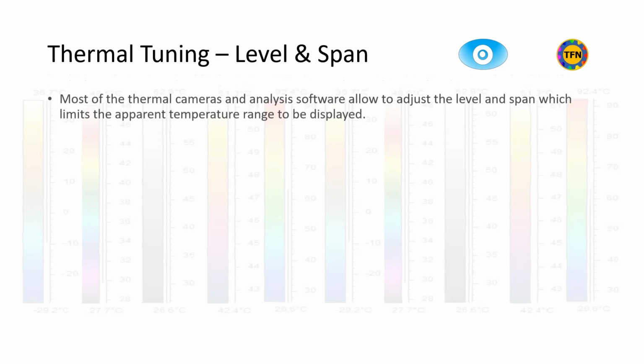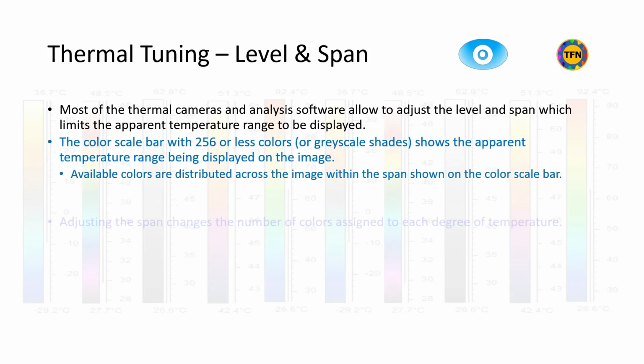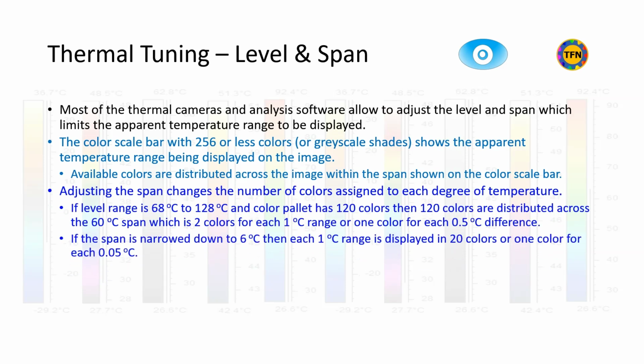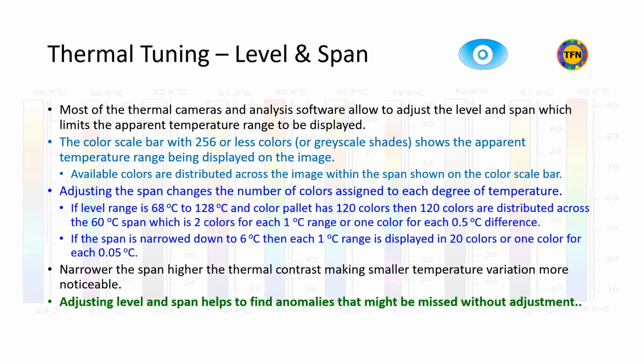Most of the thermal cameras and analysis software allow to adjust level and span, which limits the apparent temperature range to be displayed. The color scale bar showing the apparent temperature range displayed on the image also shows 256 or less colors, or grayscale shades, distributed across the image within the span. Number of colors per unit temperature is increased with shorter span, leading to higher thermal contrast. Higher contrast makes detecting anomalies easier, which might be missed with lower contrast.